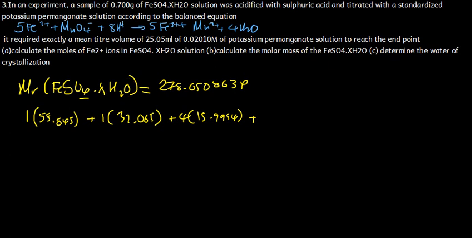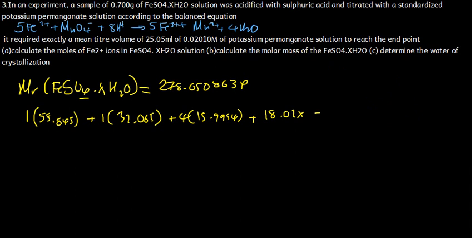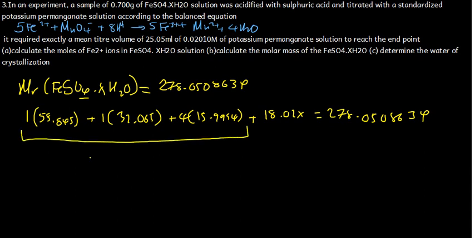So the molar mass of water, H2O: oxygen is 15.9994, and then we have 2 hydrogens each with 1.008 molar mass, and so the molar mass we are going to find is supposed to be 18.02. So this 18.02, there is an x in front, so we're going to multiply it by x. 18.02 multiplied by x, and all of this is supposed to give us the molar mass which we've already calculated as 278.0508634.